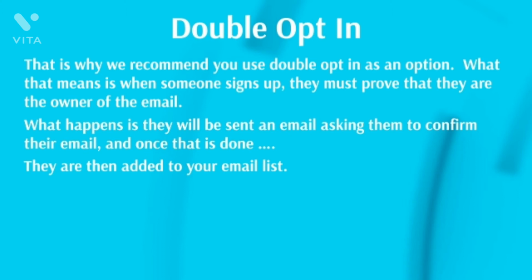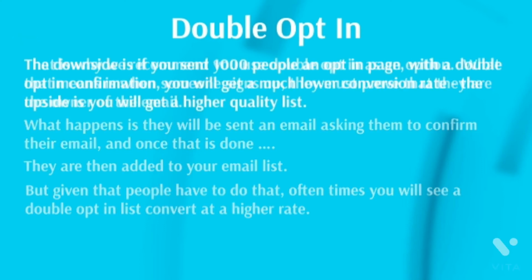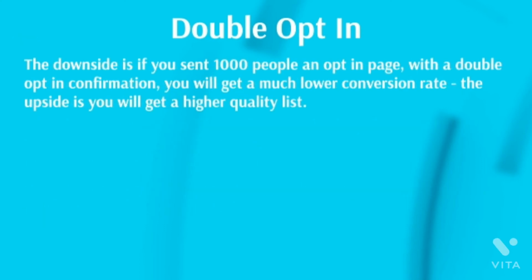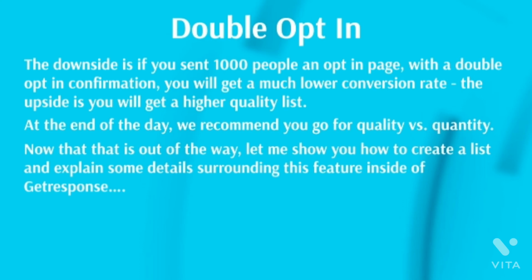Your emails, when you send them out, are going to land in people's email inboxes. And of course, because you're emailing people that want to hear from you. So that's why we found in our tests that you will actually get a higher rate of opens, a higher click-through rate. So like I said earlier, the downside is if you send 1,000 people to an opt-in list, that's going to be a much lower conversion rate. But at the end of the day, we recommend that you go for quality versus quantity.